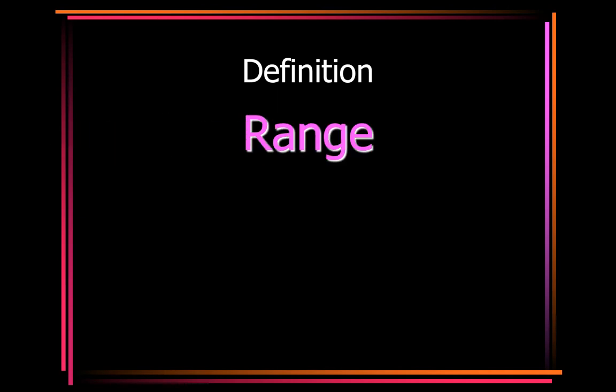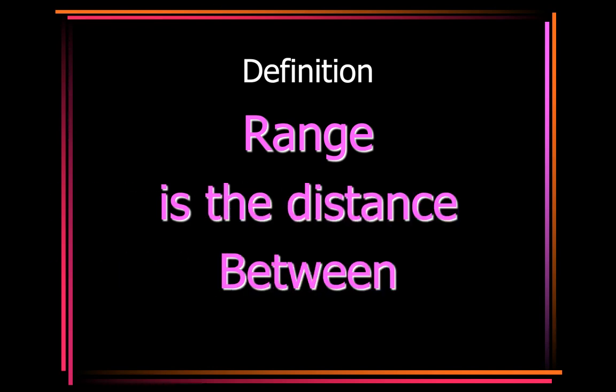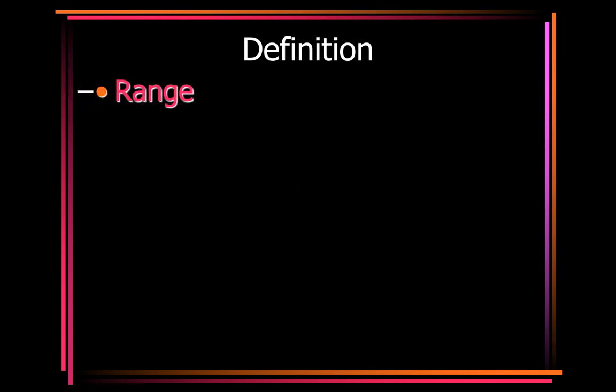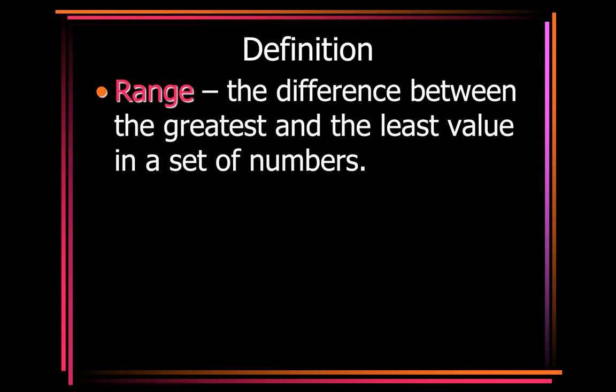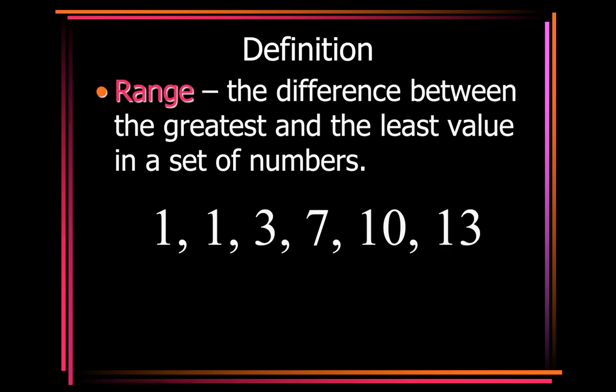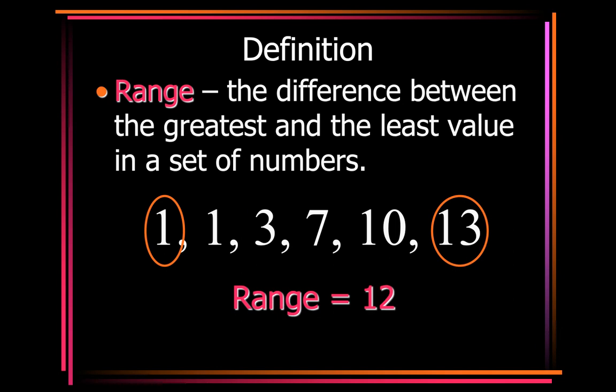Next one, range. Range is the distance between. It's how far two numbers are from each other. And how do we figure that out? Well, find that by getting the difference between the greatest and least value in a set of numbers. So for example, if I'm given this set, 1, 1, 3, 7, 10, and 13, well, the greatest number is 13. The least value is 1. 13 minus 1 gives me 12. So the range is 12.